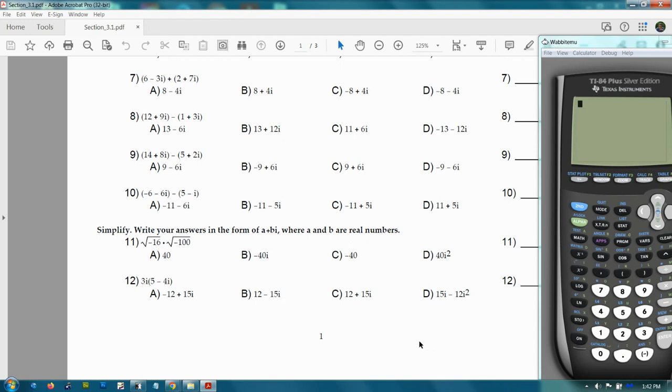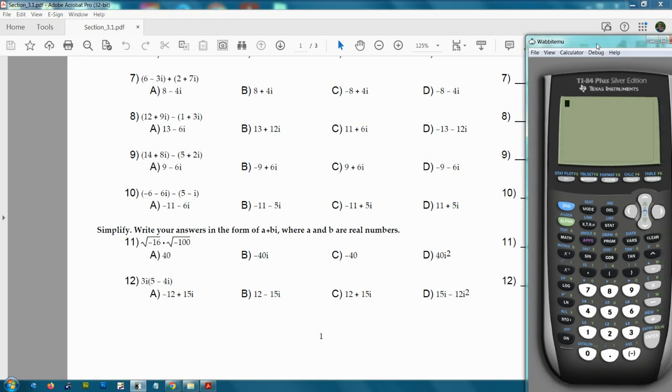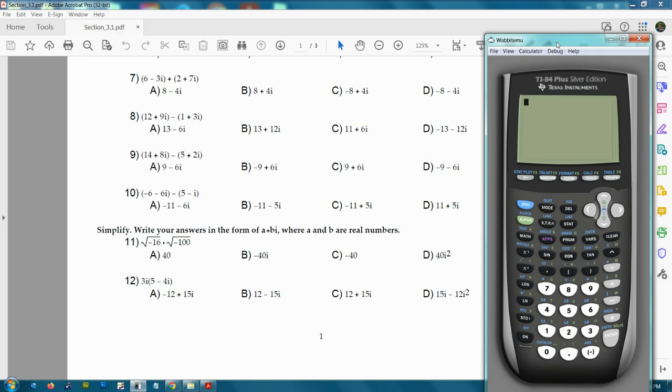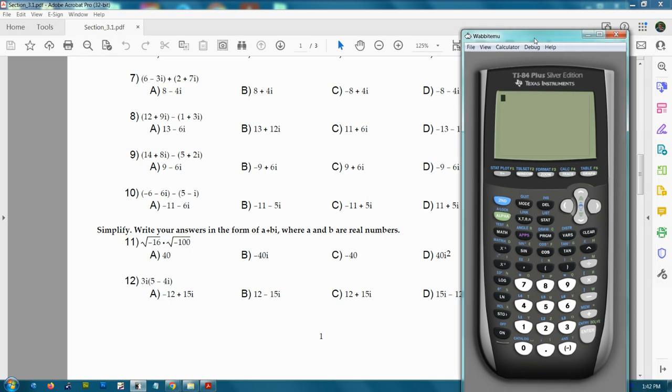All right, this is the continuation of section 3.1, the homework, starting off with number 11. And probably the easiest way, could we do this manually? Yeah, but my estimation, the calculator is the best way to go.